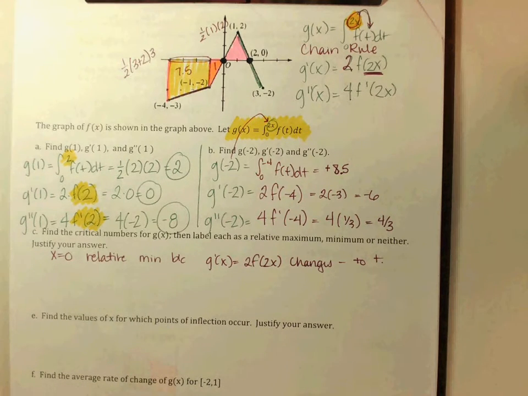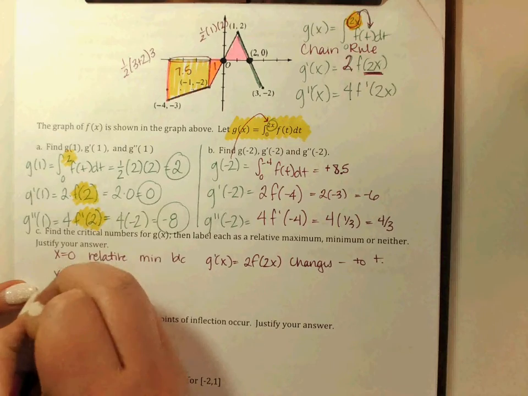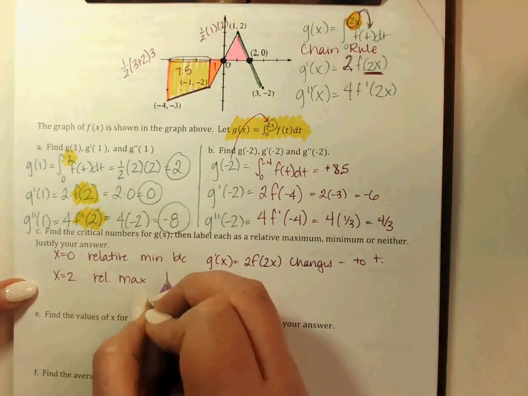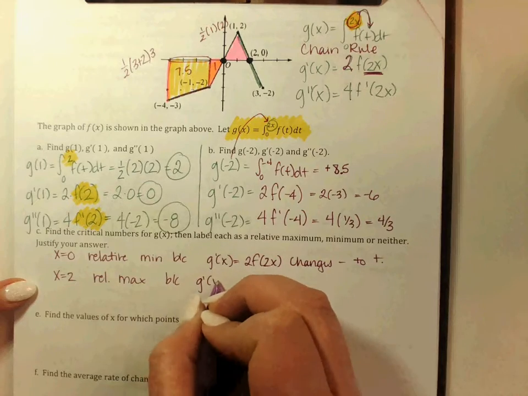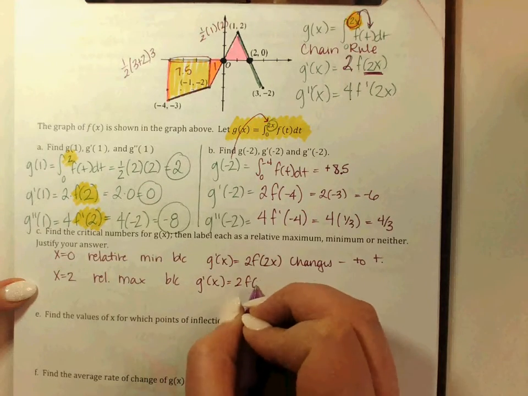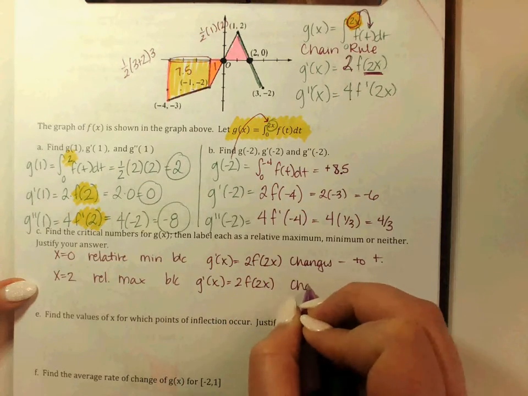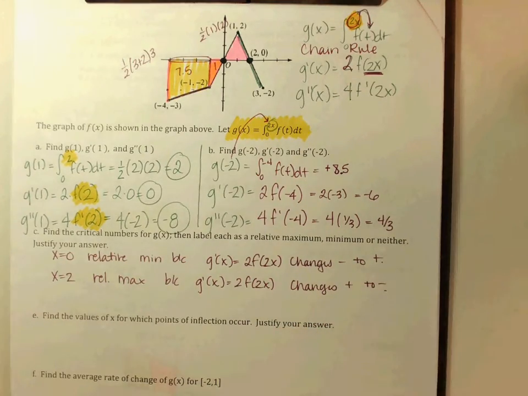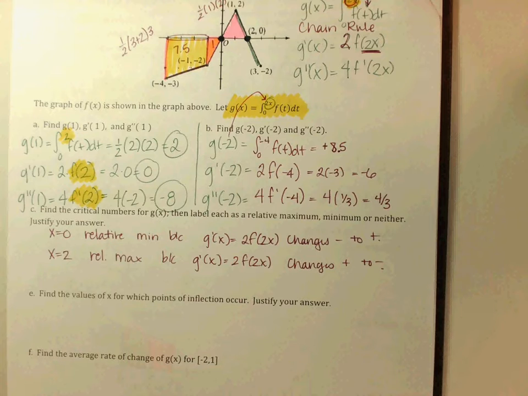Now, where does my max happen in my graph? At 2. So I have a relative max because g prime of x, which is 2f of 2x, changes plus to minus. Okay, that is wrong. Here's why.